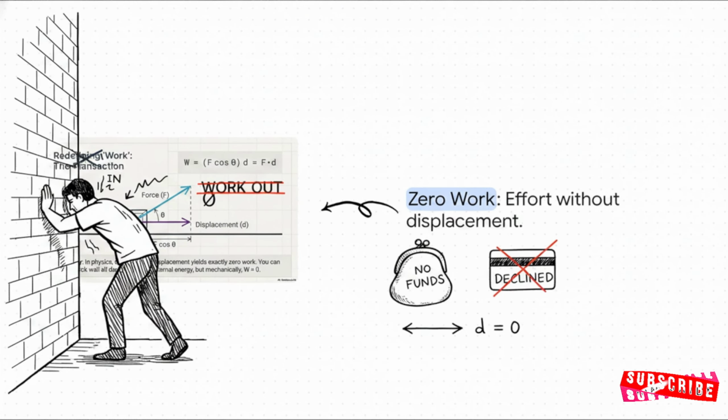But here is where the universe plays a pretty funny trick on us. Let's say you go outside right now and push against a solid brick wall with all your might for 10 solid minutes. You're going to be exhausted, sweating, feeling like you just did a massive amount of work, right? But mechanically, the wall didn't move. The displacement is 0. In the economy of physics, effort without displacement yields exactly 0 work. You spent internal energy from your morning breakfast, sure, but you didn't transfer a single drop of it to the wall. Mechanically speaking, your transaction was flat out declined.